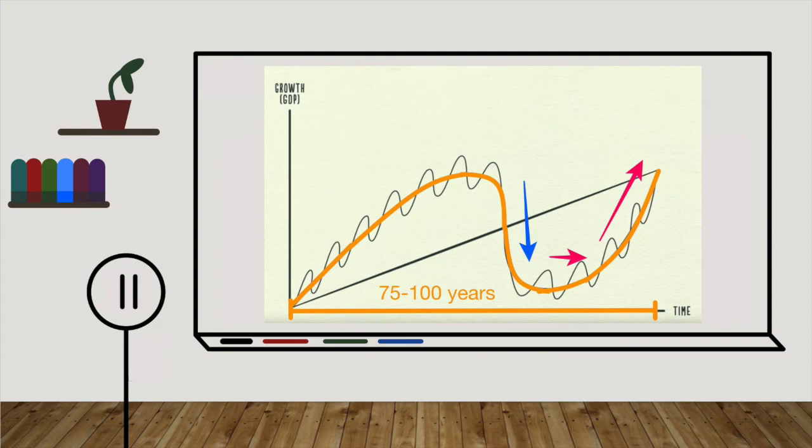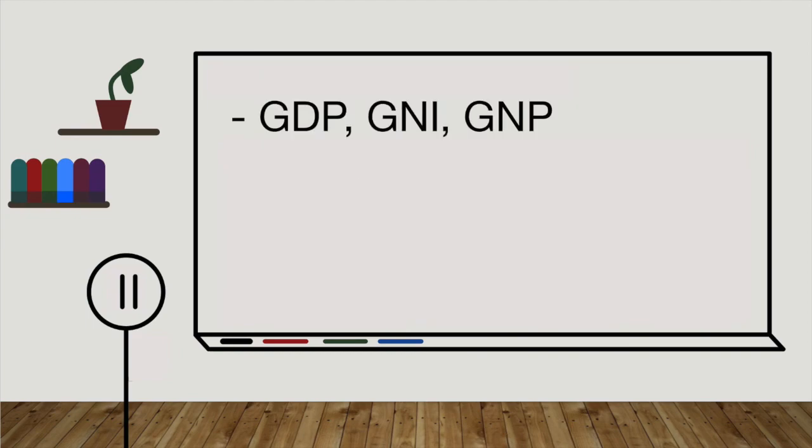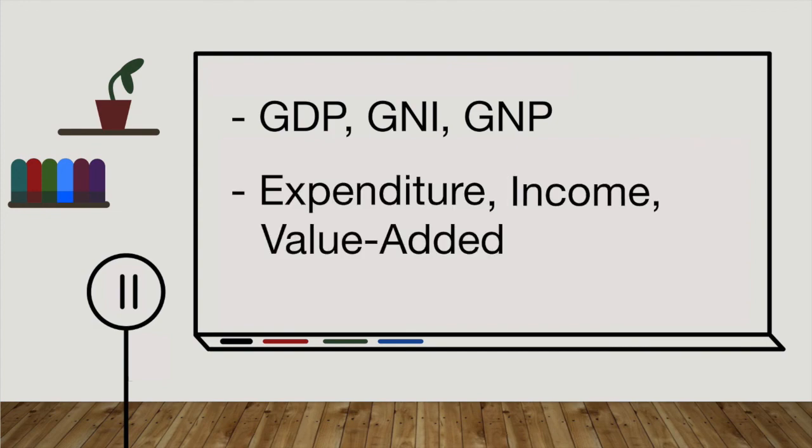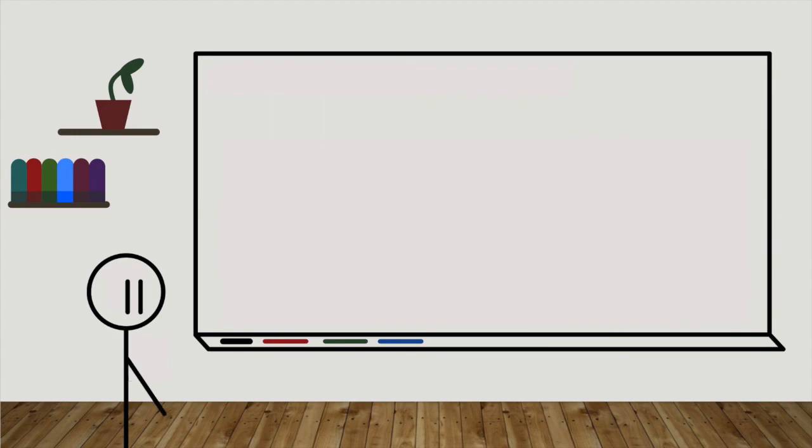However, some good news. Today's lesson is done. Let's review. We covered GDP, GNI, and GNP. We also covered the expenditure approach, the income approach, and the value-added approach. Finally, we covered the short-term and long-term debt cycle. We covered a lot, but like anything we cover is all important, so rewatch the video or check out the links in the description if you didn't fully understand anything.